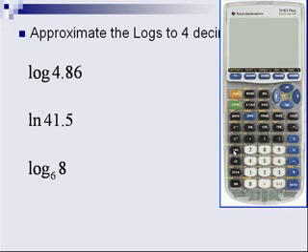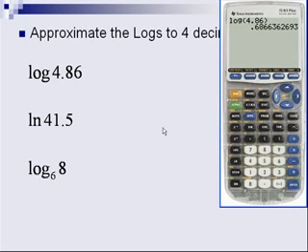So I'll go ahead and type log. Notice right here next to the 7, that's where I have log, and then 4.86. I'll put that in, and there's 0.6866. Alright, so on that guy, I should get 0.6866 rounded to 4 decimal places, and then we don't round up because that's a 3.